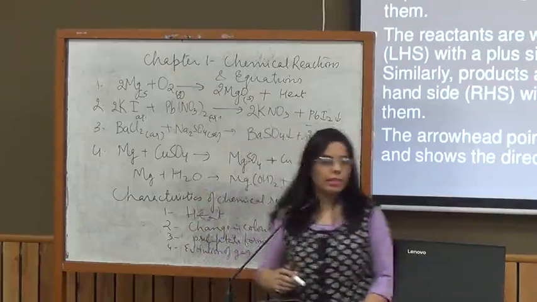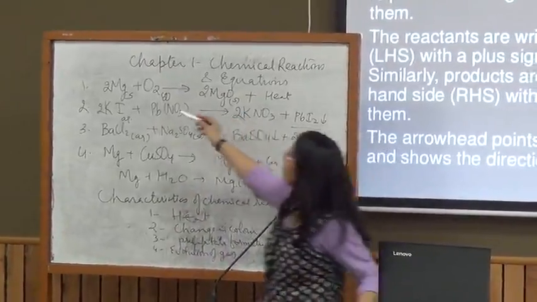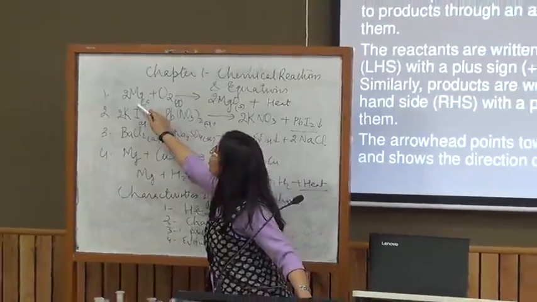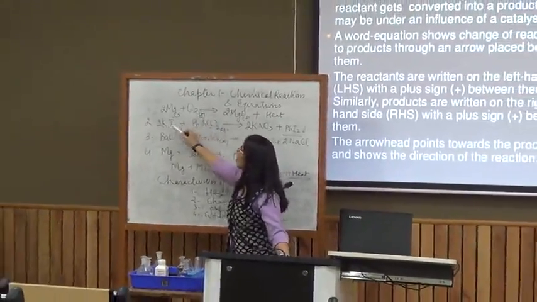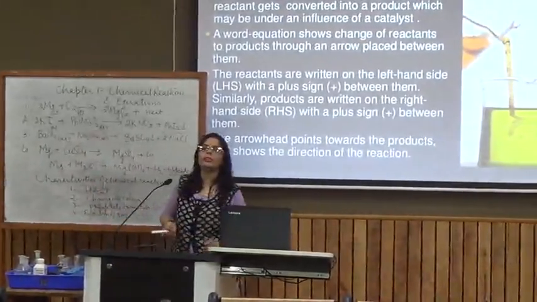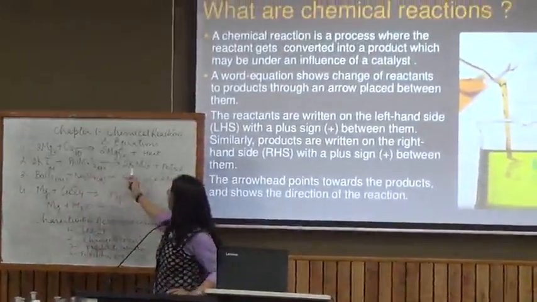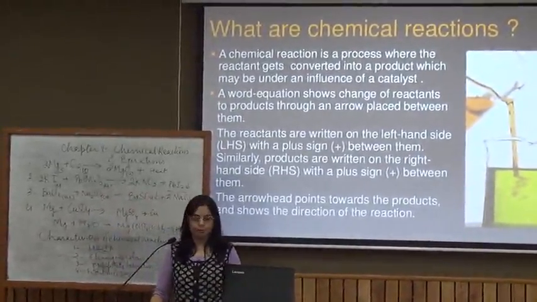When we use symbols and formulae, here we use a symbol of magnesium, we use the formula of oxygen, formula of potassium iodide, lead nitrate. So when we use symbols and formulae to represent the chemical reaction, then we call it a chemical equation.